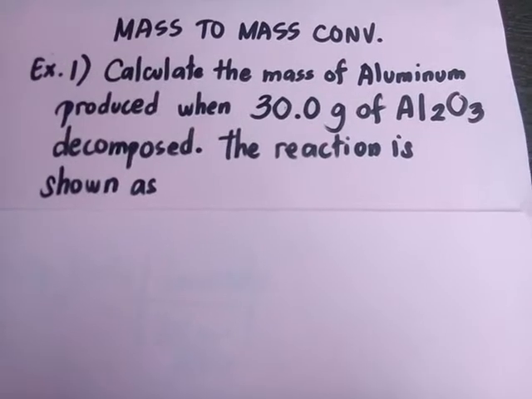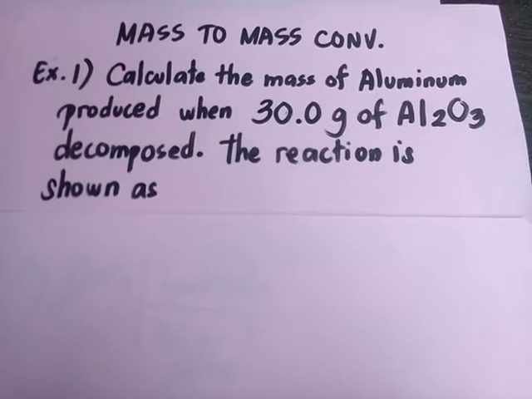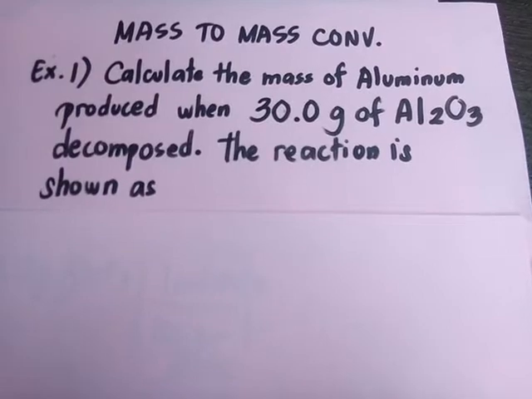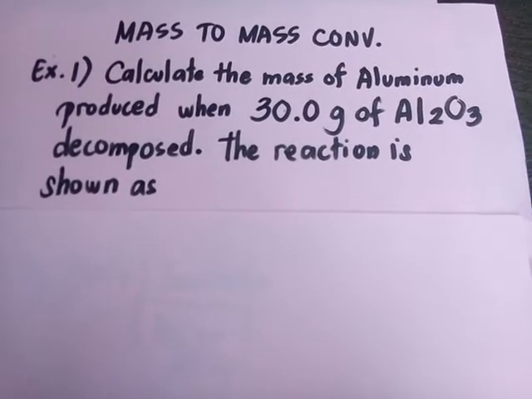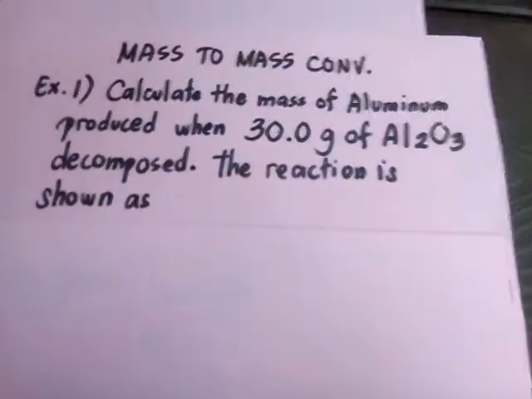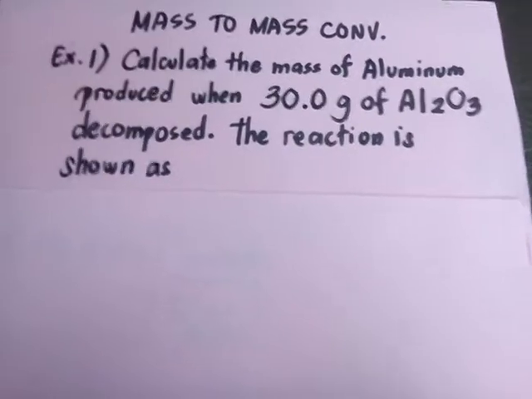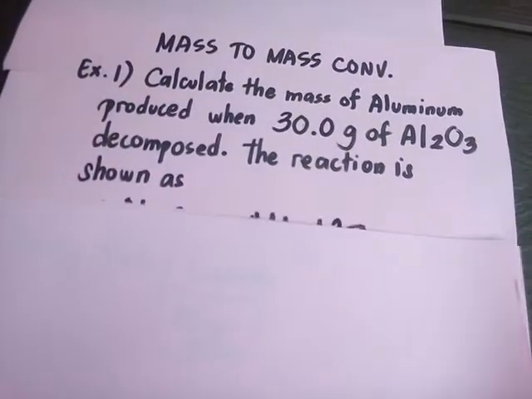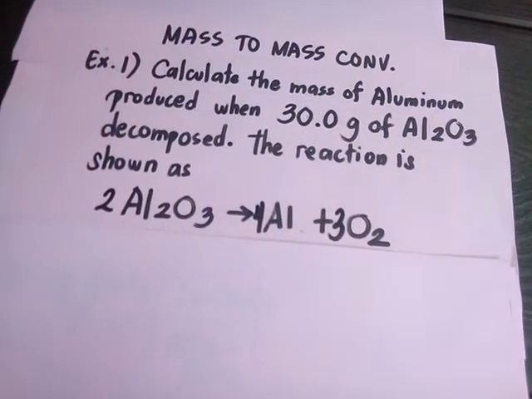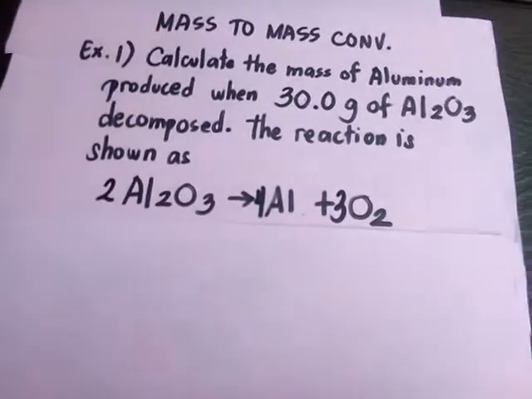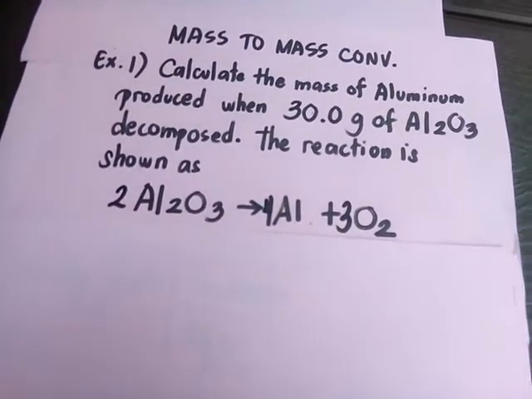Now we will have the first example of mass-to-mass conversion. Example number 1. Calculate the mass of aluminum produced when 30 grams of Al2O3 decompose. The reaction is shown as. So this is the chemical reaction or equation. Now we already have a balanced chemical equation.